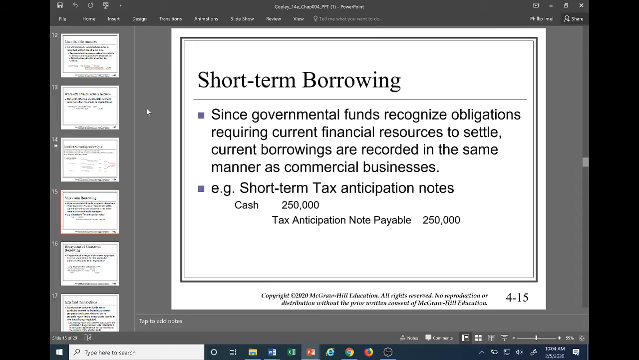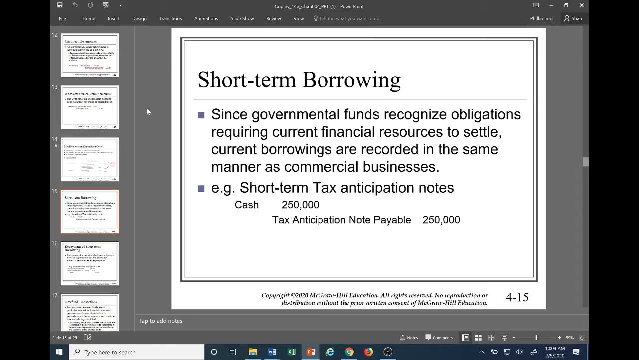So governments a lot of times will go into short-term borrowing with local banks. Say for example, the city of Bluefield has some payrolls that they need to get out the door, and they don't have the money or the financing available for it.